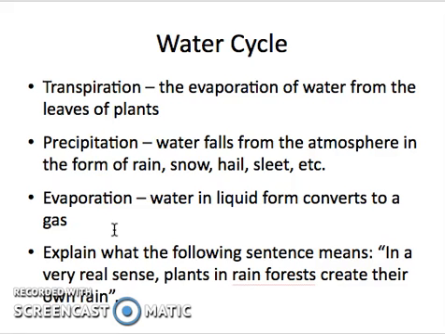Talking about transpiration, right? Comes from trees, plants. So when they say plants in the rainforest create their own rain, we're talking about transpiration, water leaving plants going into the atmosphere, condenses, forms a cloud, enough water in that cloud, finally you get precipitation, it comes back down onto those trees in the rainforest. So that is a good example of the water cycle in action.